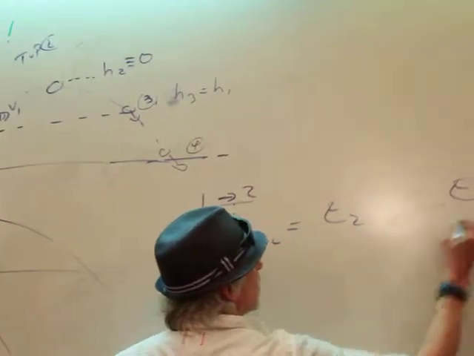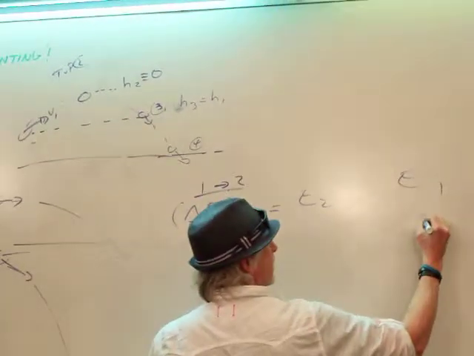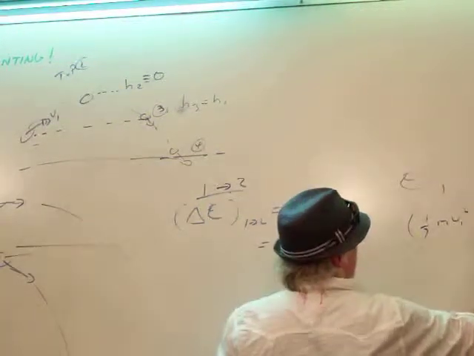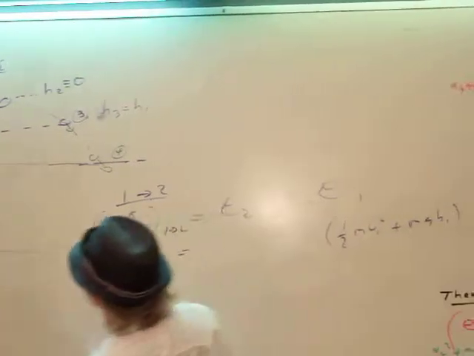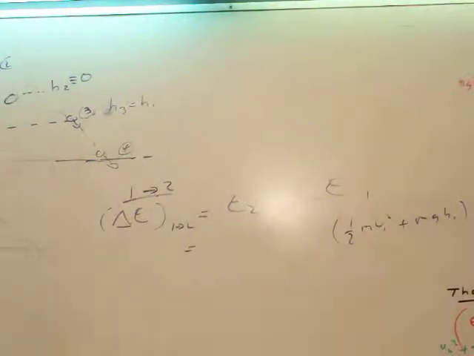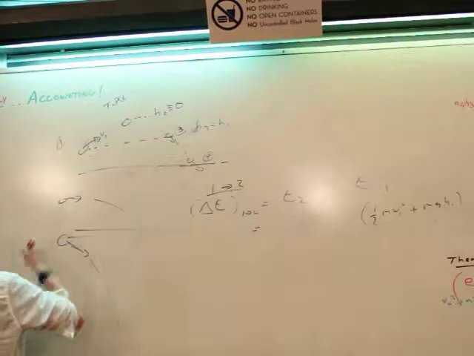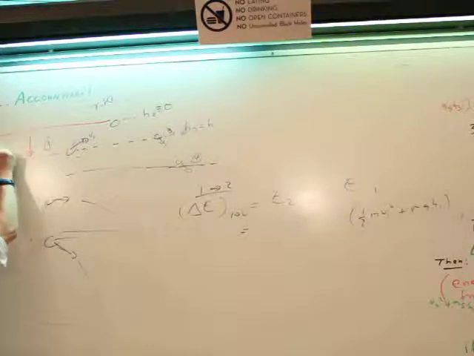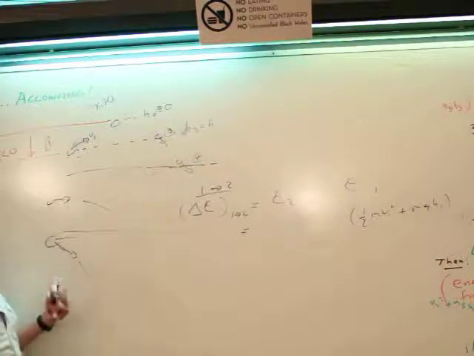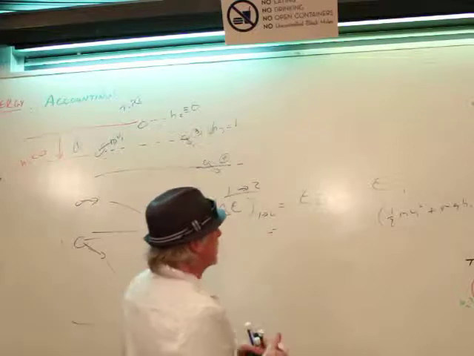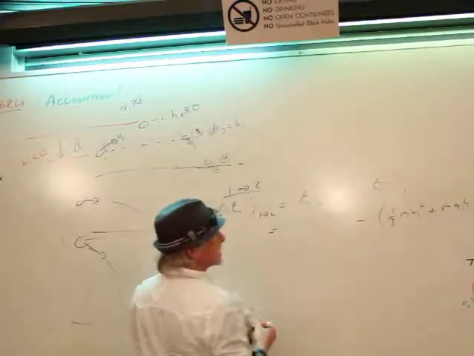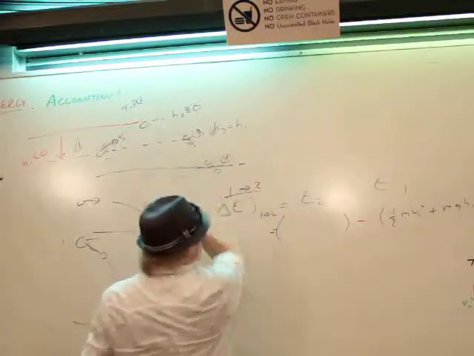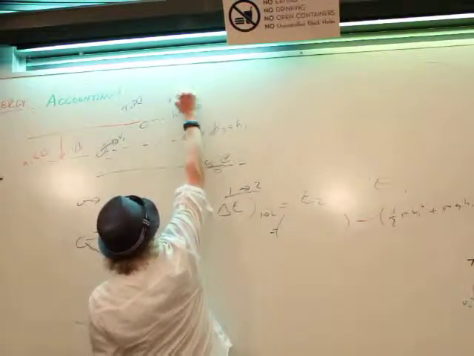E2 minus E1. Fine. What have you got at state 1? I've got 1/2 mv1 squared plus mgh1, which we know is how much? Well, it is where, I should say? It's a negative number. It's whatever that is, however high it went. Okay, and then I've got a minus here, and the energy at state 2. Well, what's the energy at state 2? Well, it stops, so I've got V2 is 0, right?